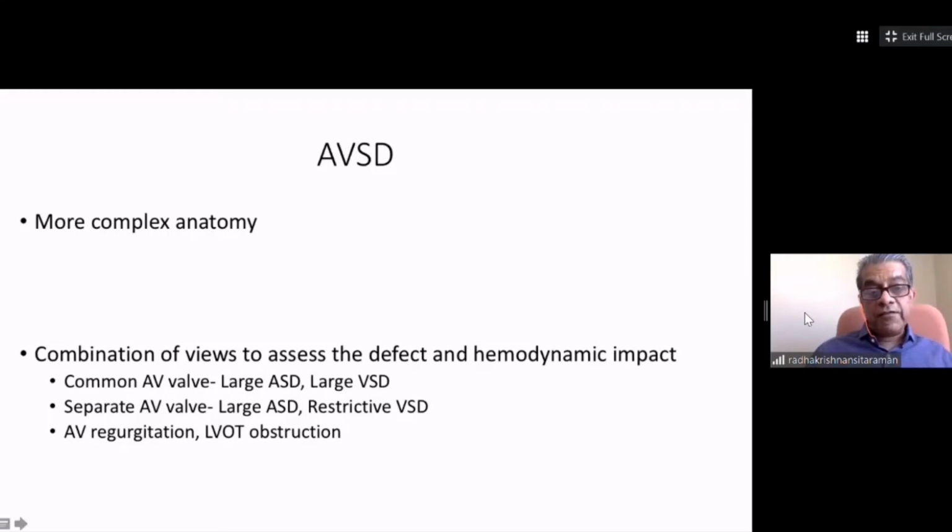In the common AV valve, you can have a large ASD and a large VSD, whereas in a separate AV valve, typically you have a large ASD and a restrictive VSD. But remember that you can have the whole permutation combination with various sizes of the ASD and ventricular septal defect. Of course, you have this atrioventricular valve regurgitation, LVOT obstruction, so much more thorough assessment needs to be done.